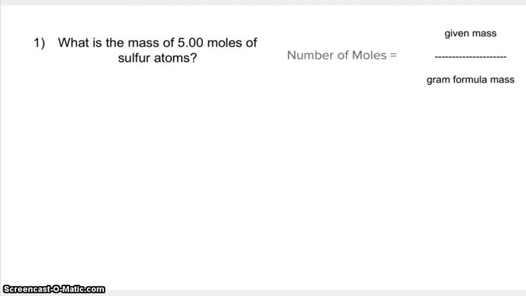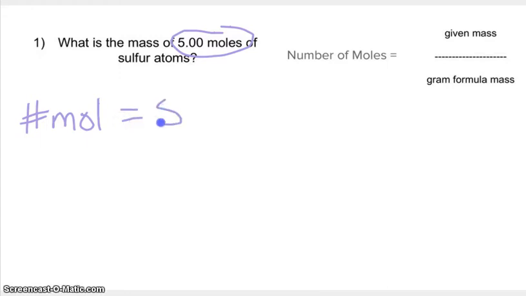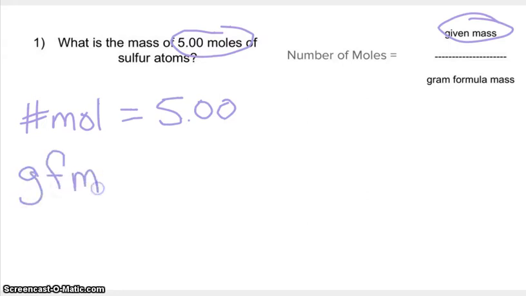First one, what is the mass of 5.00 moles of sulfur atoms? So from the problem right away, I know that I have one value given to me, and that is 5 moles. So my number of moles in this case, and the abbreviation for mole is just MOL, is going to be equal to 5. That means I'm going to have at least one other piece of information from my equation. So if I'm looking for the mass, the given mass, in this case, is my unknown. That means I should be able to find the gram formula mass, or GFM.